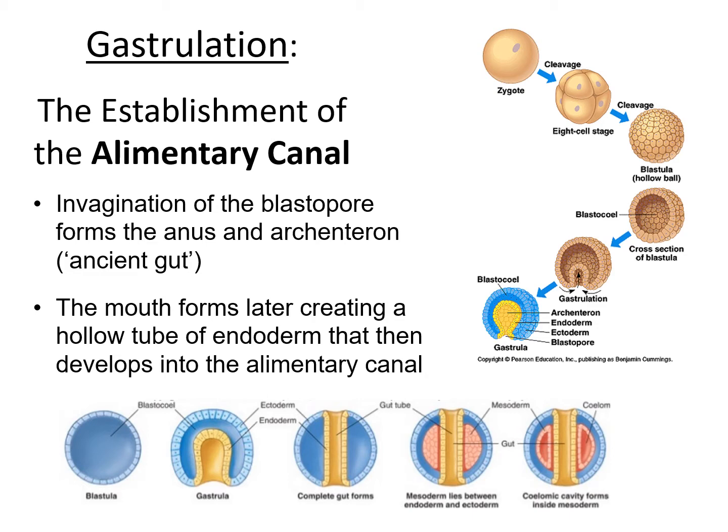At the 8-celled stage, you are just a solid ball of cells, and the cells keep dividing, and as they do, they get smaller and smaller. There's not much growth of cells at this point.